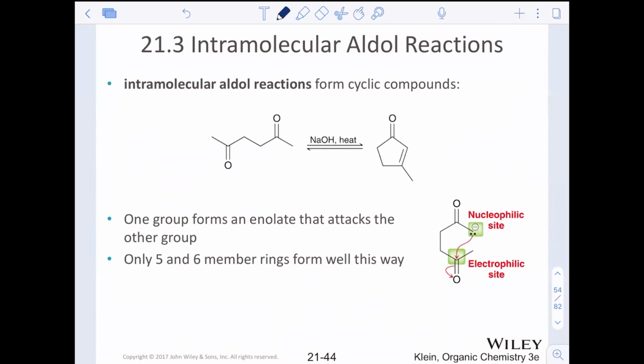Intramolecular reactions can definitely form cyclic compounds here. Usually it's only going to do it if you have a 5 or 6 membered ring. One group forms the enolate that attacks the other group. So typically symmetrical molecules are utilized. Again, the alpha carbon of one can then attack the carbonyl carbon of the other. So 1, 2, 3, 4, 5 in between those two positions. 1 here was alpha, 2, 3, 4, 5. Here's beta for the unsaturated position.